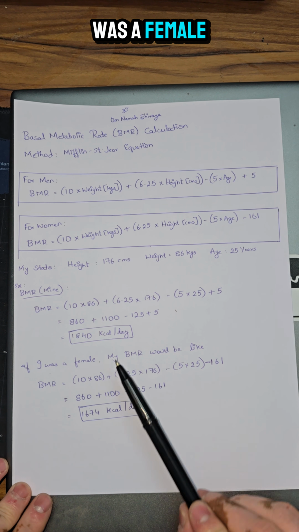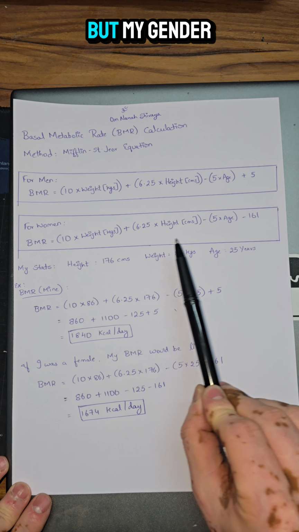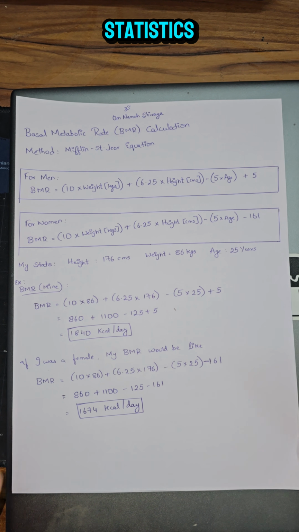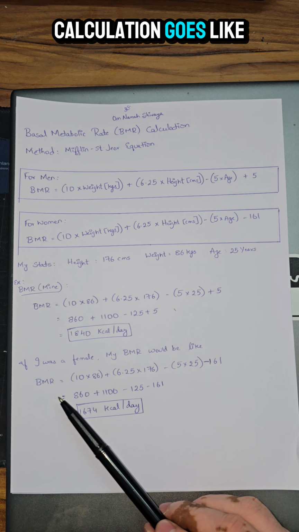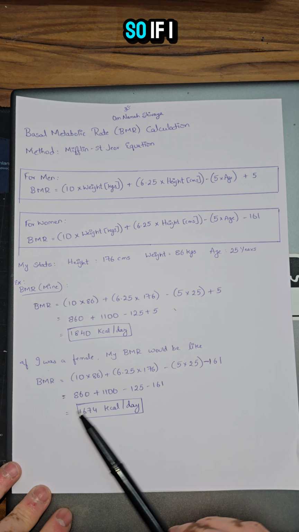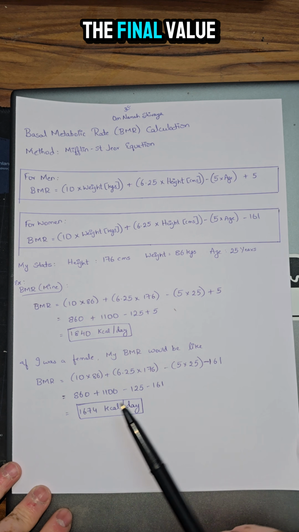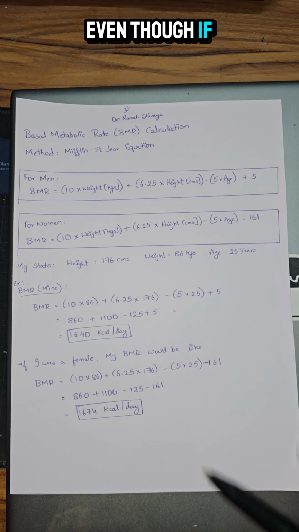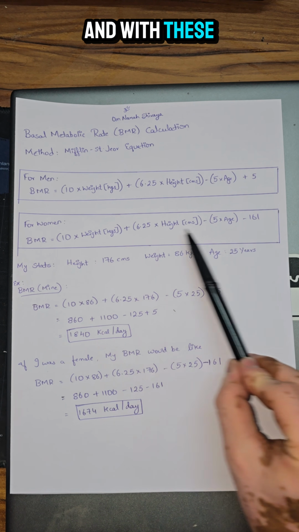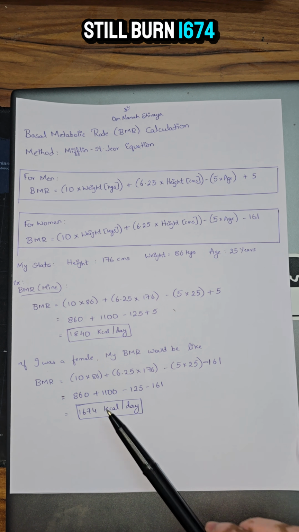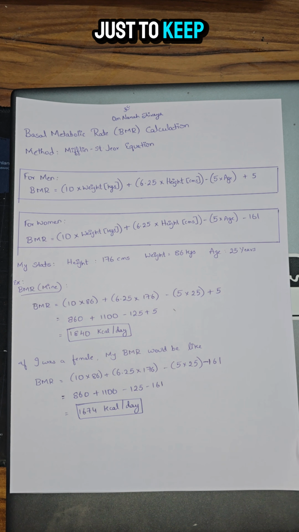Now if I was a female, let us consider the same statistics, but my gender changes to female. Then the BMR calculation goes like this: I've inserted the same values, just that the last value changes. If I perform the operations, I would get the final value as 1674 kilocalories per day, which means that even if I was a female with these parameters, if I'm resting all day, my body would still burn 1674 kilocalories per day just to keep myself alive.